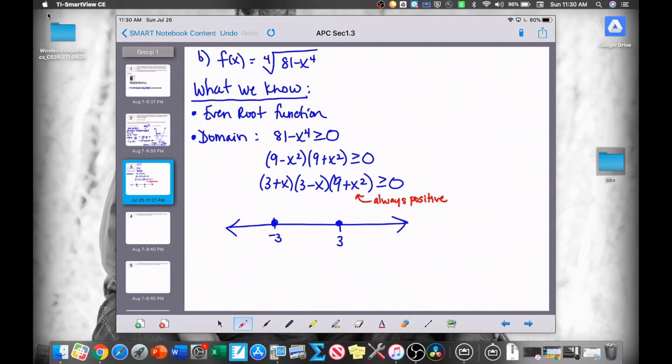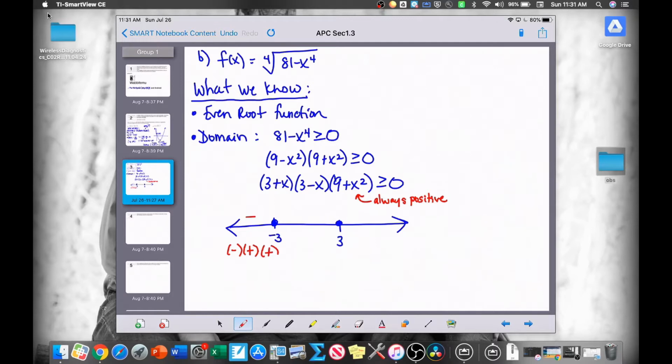So now let's plug in a number smaller than negative 3. How about negative 4? So if we plug in negative 4, and again, I'm plugging it into my 3 factors here, right above my number line. 3 plus negative 4, that's going to be negative. 3 minus negative 4, that's going to be positive. And then my third factor is always positive. So when I multiply a negative times 2 positives, I get a negative for that region.